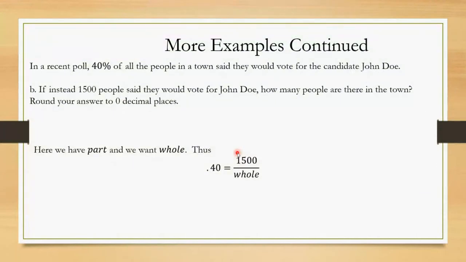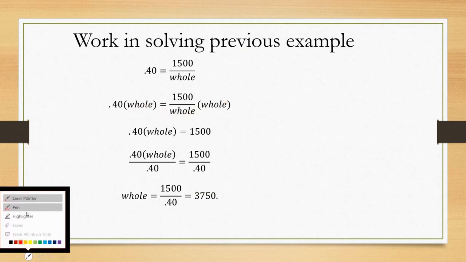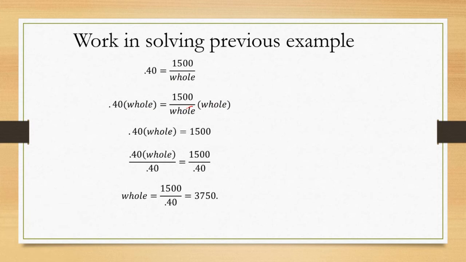That's okay. So we have this, as you can see. So how do we get whole? Well, here's how we do that. We can cross multiply, right? Basically, this is what I mean by multiply. We're going to multiply both sides by whole, right? By doing so, these cancel. We're left with this.